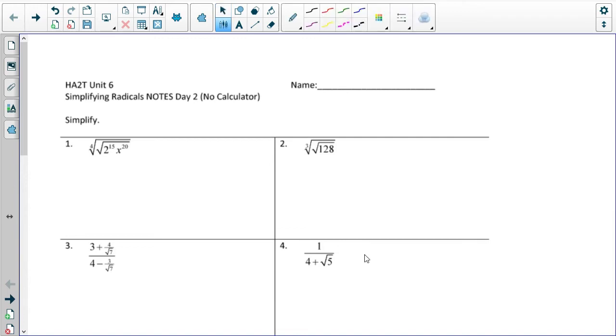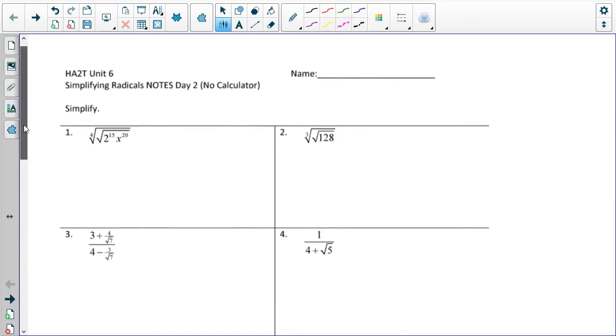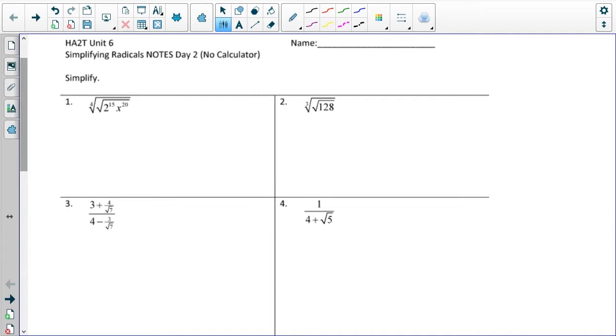Some of the more complicated problems for simplifying radicals will be in our day 2 notes. Problem 1. If we have the square root of something inside of the fourth root of something, basically I want to refresh our minds as to what that means in terms of exponents. So I have 2 to the 15th times x to the 20th, and that's to the 1/2 power, and then to the 1/4 power.